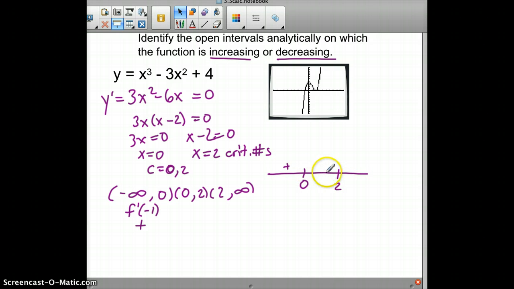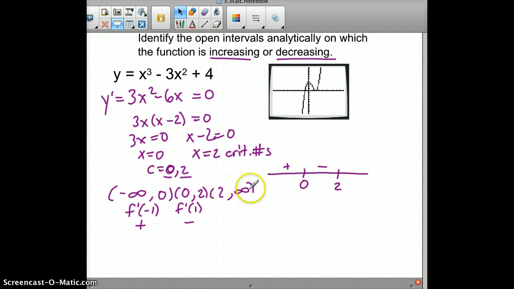Between 0 and 2, pick a number like 1. Remember to put it in the derivative because what we're trying to do is figure out what the sign of the derivative is, because that tells us if the graph is increasing or decreasing. We know every value between 0 and 2 is going to have the same derivative sign because these are the only two places where the derivative could possibly change sign. So at 1, we've got 3 minus 6, which is negative. So our derivative's negative there.